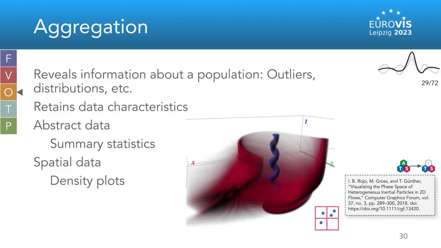With aggregation, on the other hand, we seek answers about a population of complex elements, and thus the data characteristics have to be retained. E.g., we could be interested in an average time series. Summary statistics tend to be sufficient for abstract data, while for time and space more sophisticated approaches are required. The example shown is by Rojo et al. and simulated particle trajectories. In the visualization are 2 particle sizes, indicated by color. In this spacetime density plot, the differing trajectories are clearly visible.